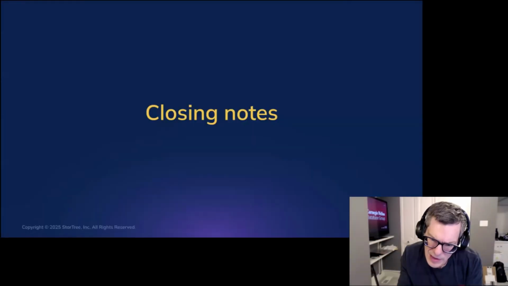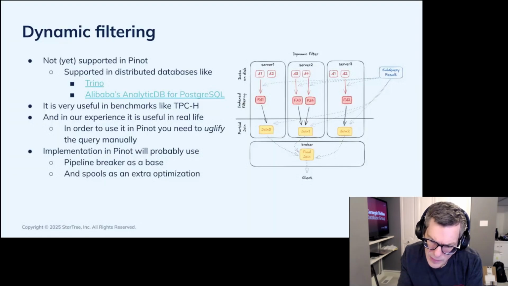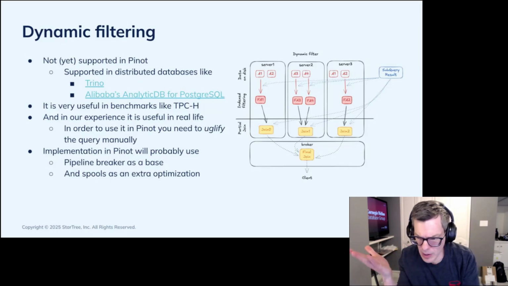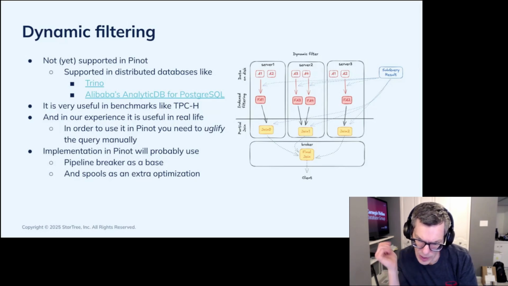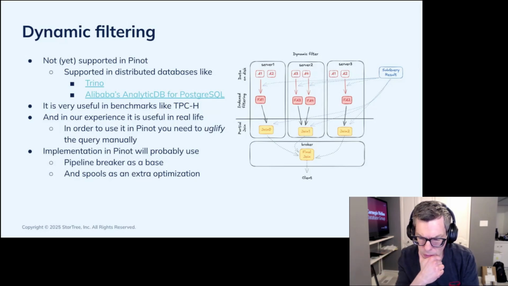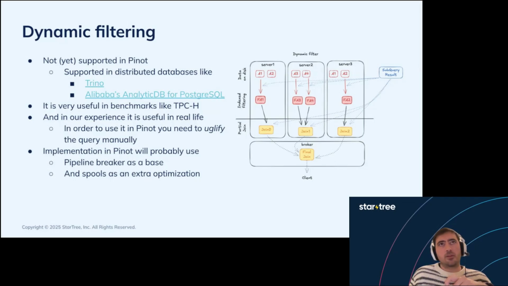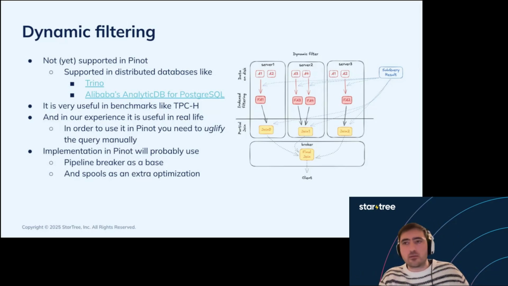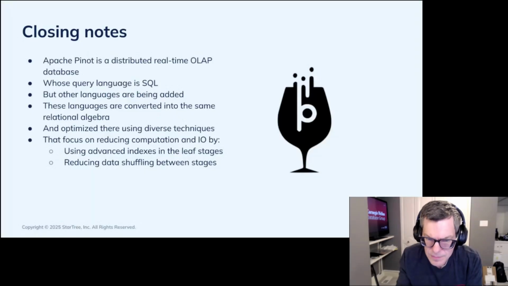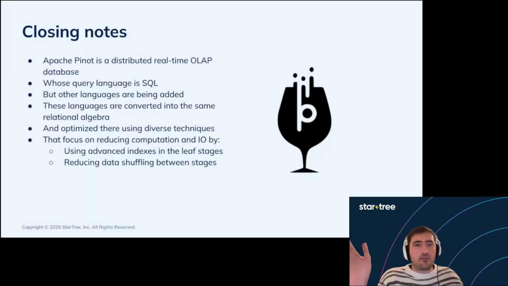Wait, so it's basically a style of sideways information passing, but you're computing something like a Bloom filter or whatever on the side, and then you're using that to filter the large table as you're going into the join. Yes. So we can prune a lot of rows and we don't need to actually materialize them and then send them through the network, right? Yeah. Okay.